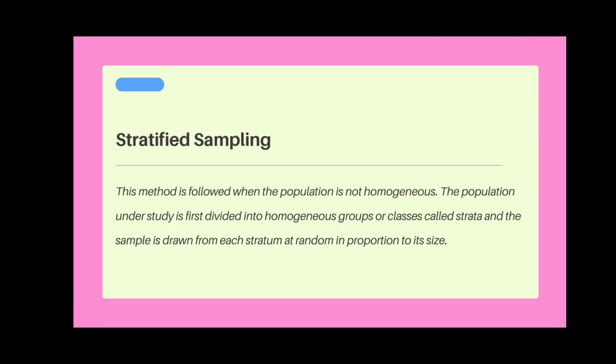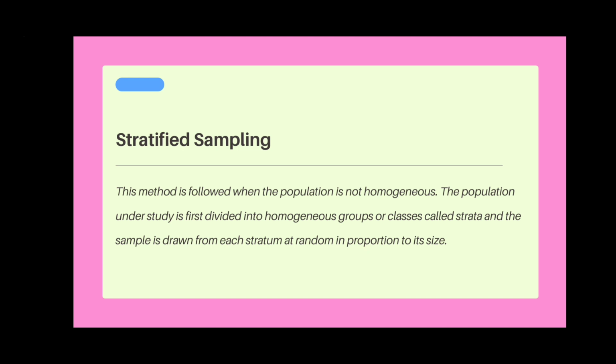The next one is stratified sampling. This method is followed when the population is not homogeneous. The population under study is first divided into homogeneous groups or classes called strata, and the sample is drawn from each stratum at random in proportion to its size.